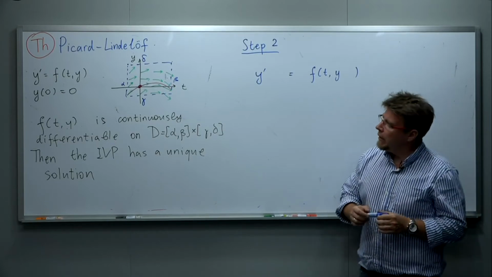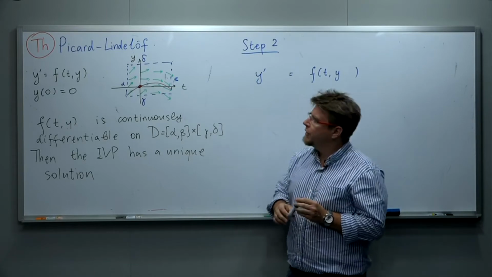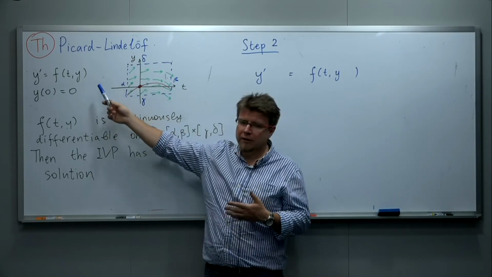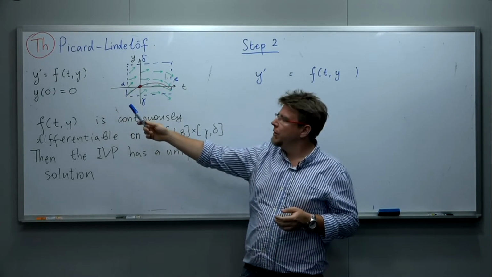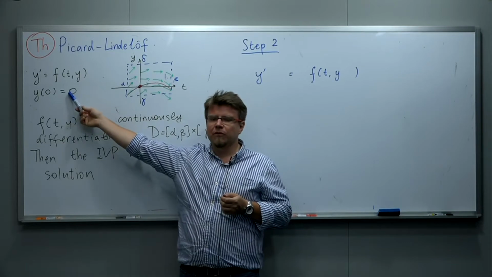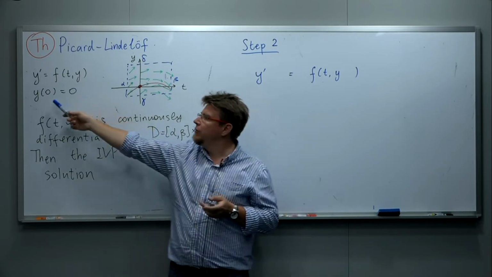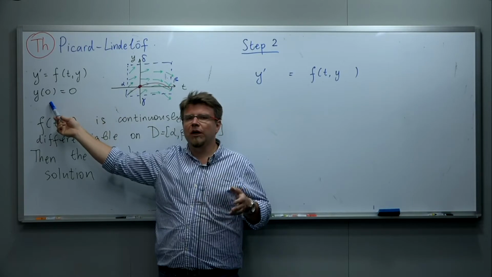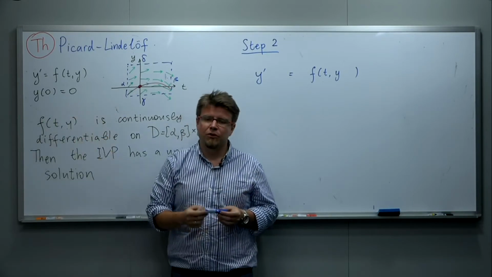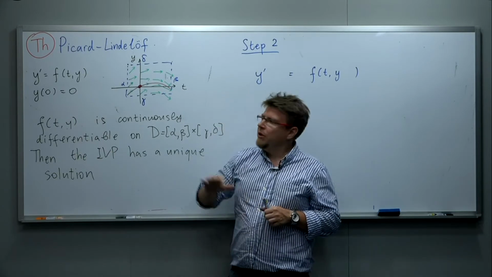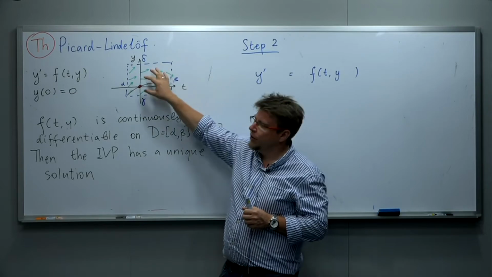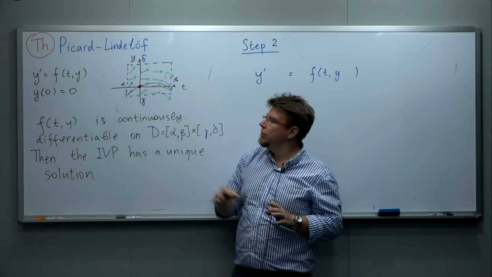Now, recall that in the previous step, in order to prove the Picard-Lindelöf theorem, we have transformed a general initial value problem to the initial value problem at the origin. So now, instead of the initial condition being y of t0 equals y0, it's just y of 0 equals 0. Geometrically, it means that we translated the whole vector field so that the initial point becomes the origin.